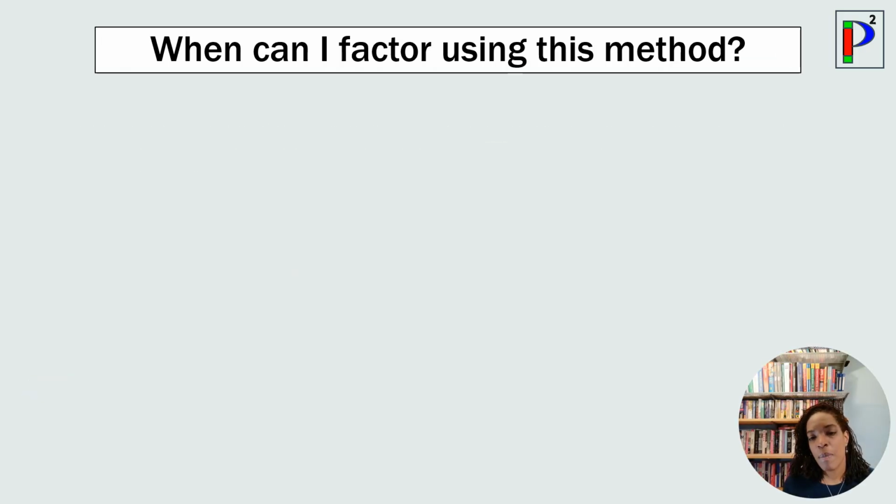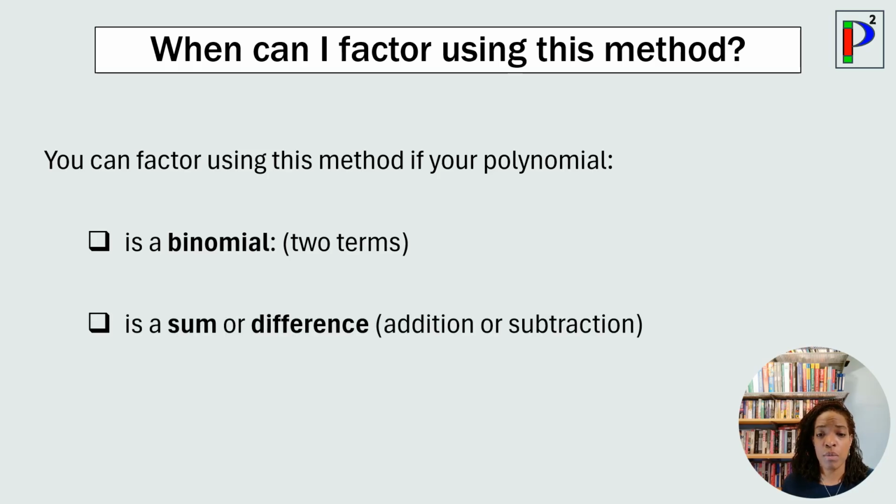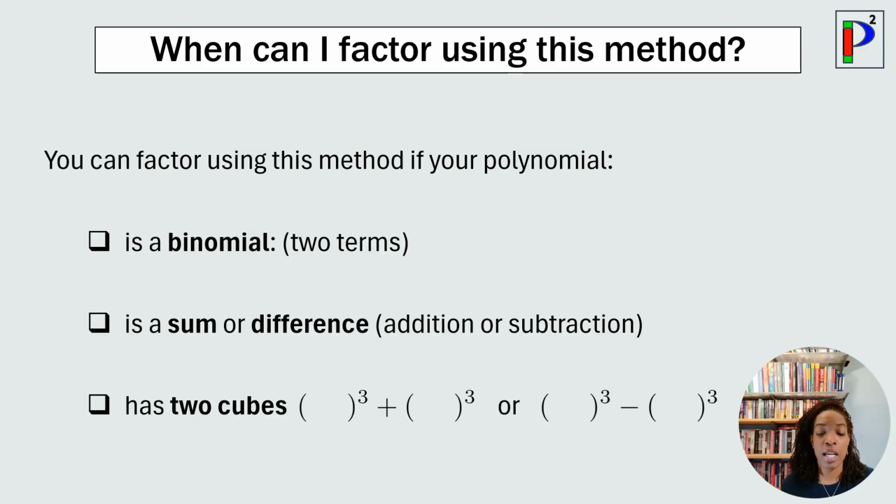We can use this pattern if 3 things are satisfied. First, it has to be a binomial, which means it's 2 terms. Second, it must be a sum or a difference. And third, it has to be 2 cubes. So it's going to look like cube plus cube or cube minus cube.